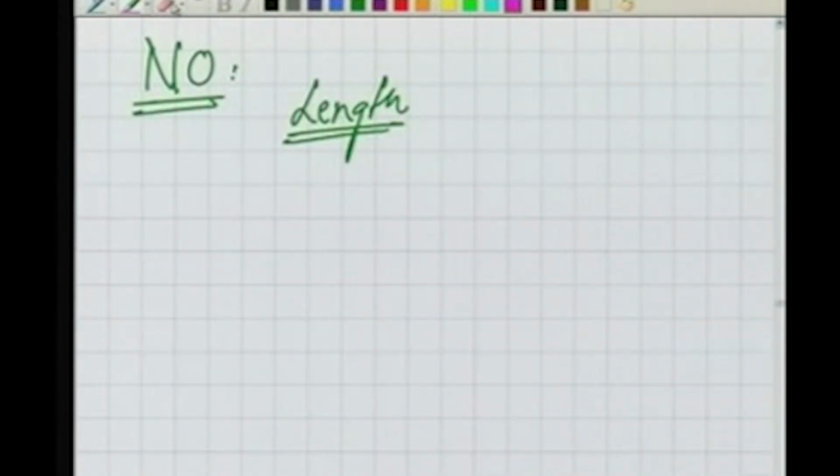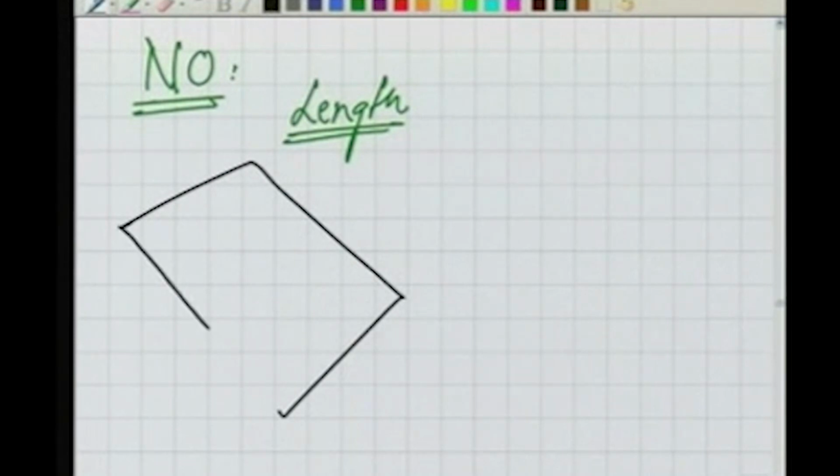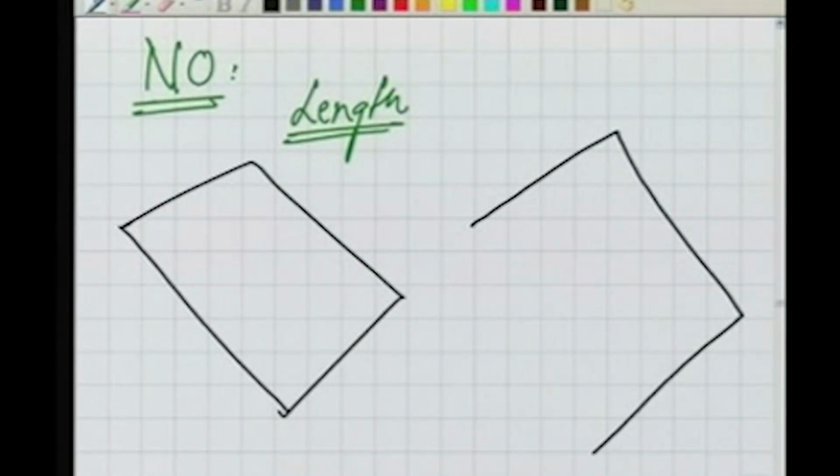So what do we end up with? For any figure on the ground, let us say that was the figure on the ground, what we might end up with is a plotted traverse like this. So the traverse is not closed and there is an error E. This error is called the closing error.